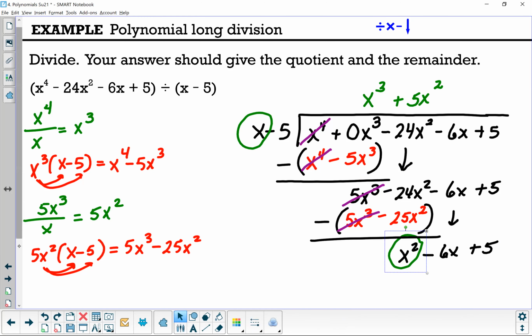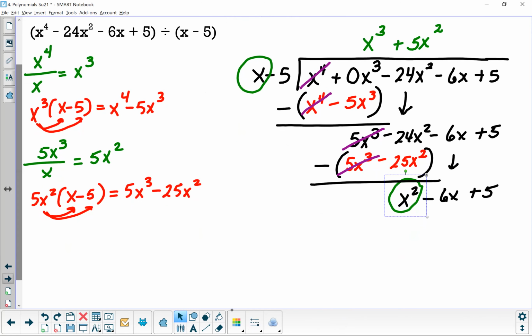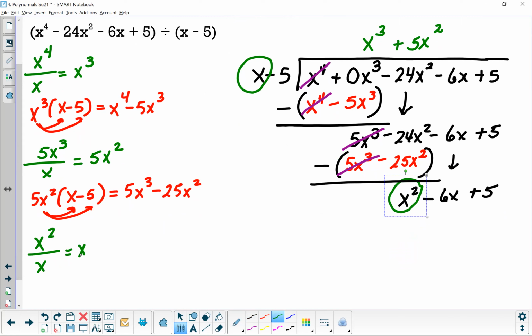Divide. We are dividing the x squared by the 1x, and that gives us 1x. So I'm going to put plus 1x in my quotient. Multiply 1x by the divisor. And that is going to give me x squared minus 5x.